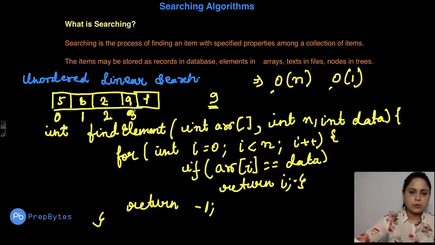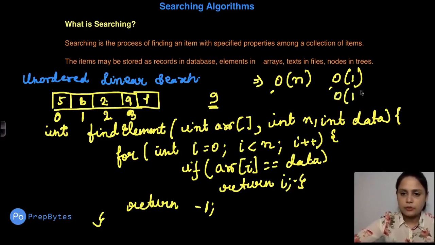Okay, and also what is the space complexity? We are not using any extra space, any extra array, we just have a few variables, so it's going to be constant, O of 1. So that is how unordered linear search works.